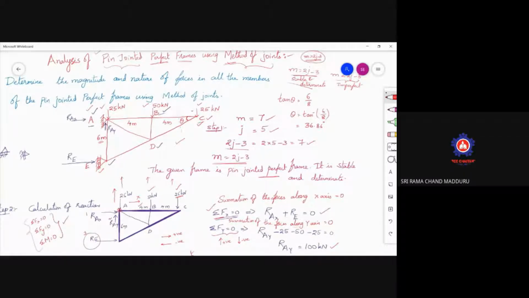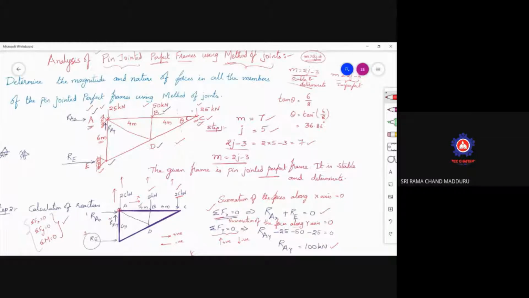To start my problem, I am not going with the free body diagram at A. When I go with the free body diagram at A, the unknown forces are AE, AD, AB. Three unknown forces are there. Coming to B, BA, BD, BC, three unknown forces. Coming to D, DE, DA, DB, DC, four unknown forces. But coming to E, EA, ED, two unknown forces. At C, CB, CD, two unknown forces.